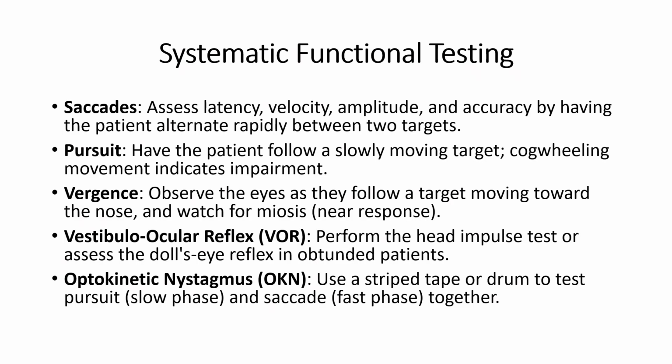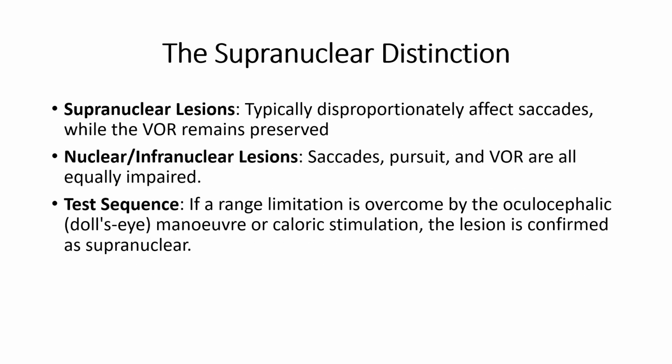Supranuclear distinction. Supranuclear lesions typically disproportionately affect the saccades while the vestibulo-ocular reflex remains preserved. In nuclear and infranuclear lesions, saccades, pursuits and VOR are all equally impaired. Test sequence: if a range limitation is overcome by oculocephalic, that is Doll's maneuver, or caloric stimulation, the lesion is confirmed to be supranuclear.